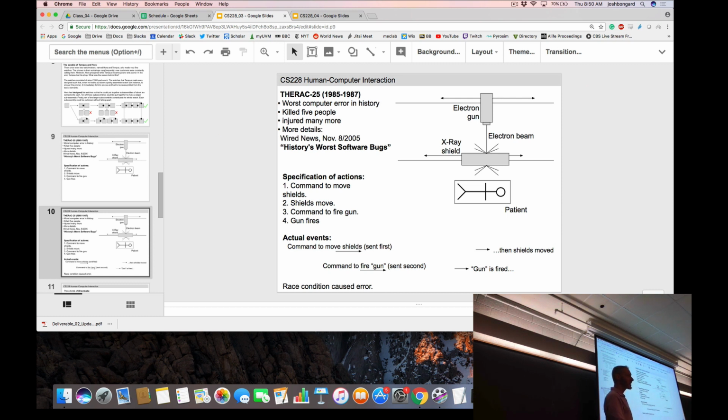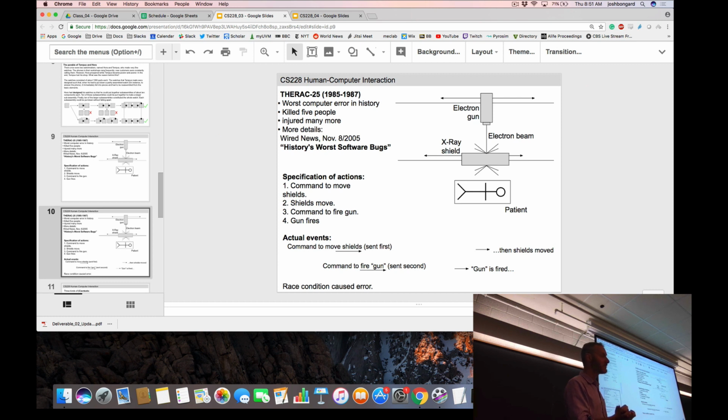But there was a race condition in this situation, which is we're moving shields, and there was a vague specification of exactly how fast these shields would move. And unfortunately, these shields had not yet moved into position before the gun was turned on. So there's a very short period for many patients where they were directly irradiated by the gun before the shield moved into position.